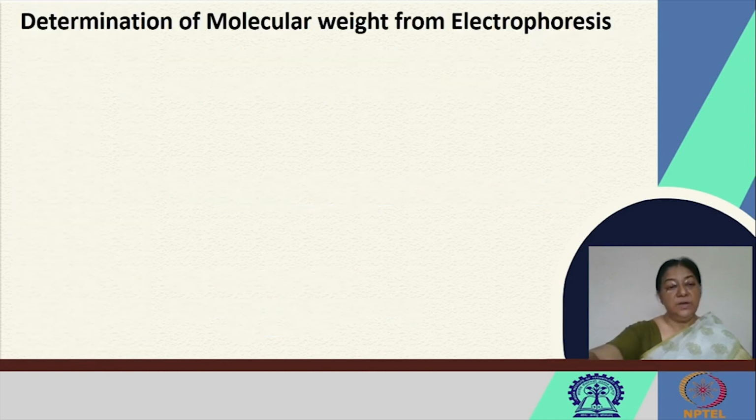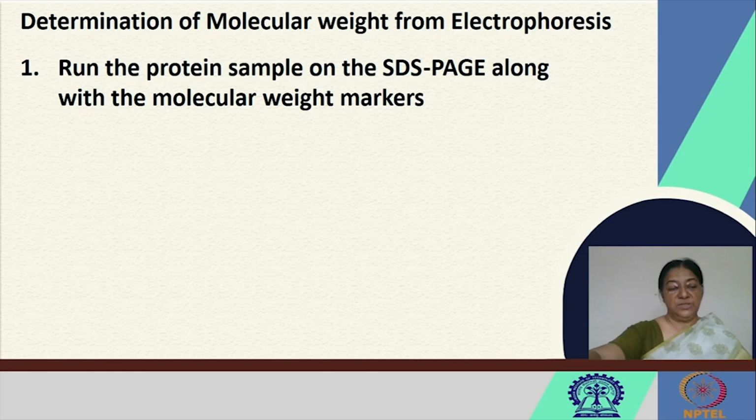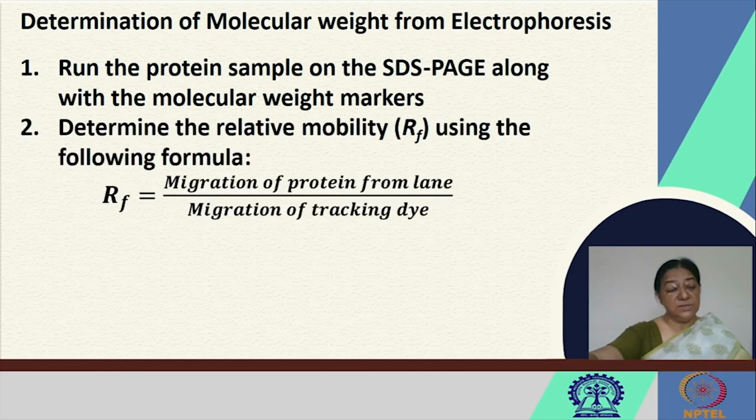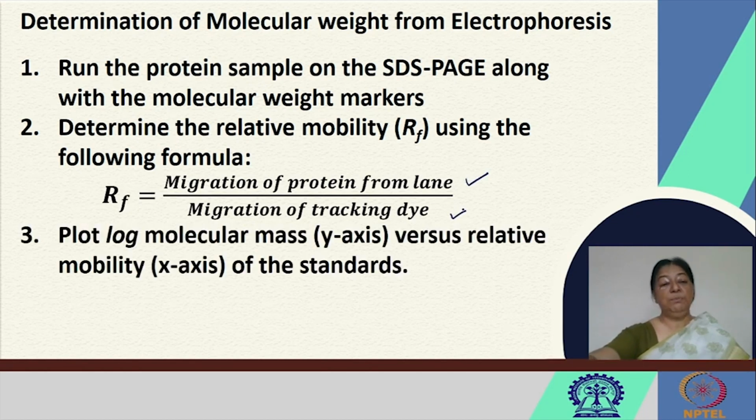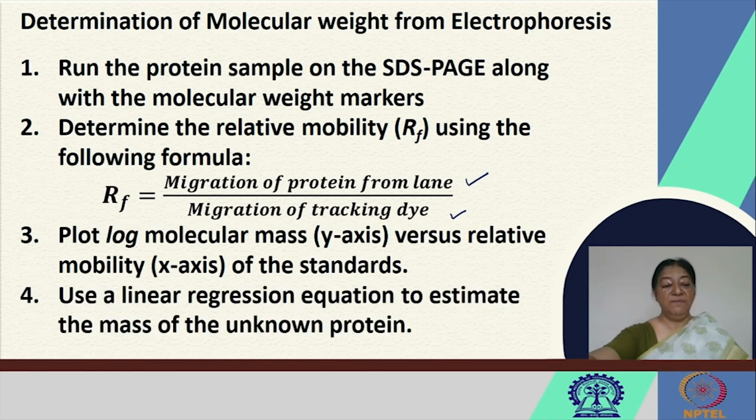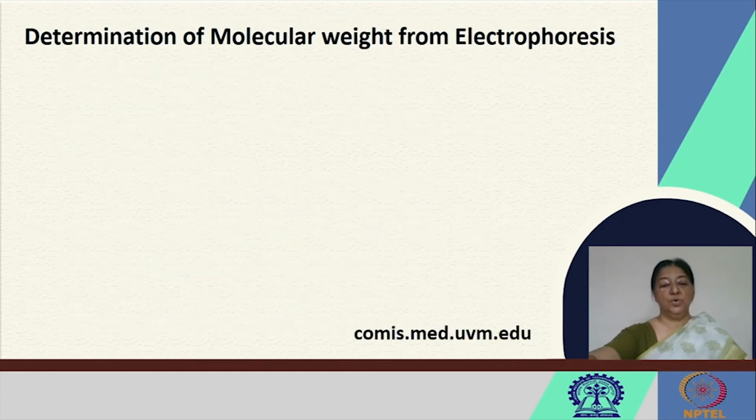Now, how do we determine the molecular weight from the electrophoresis? We run the protein sample on the SDS PAGE along with standard molecular weight markers. We determine the relative mobility using the following formula, where we have the migration of the protein from the lane and the migration of the tracking dye. Following that, we plot the log of the molecular mass versus the relative mobility of the standard samples that we have. We have a linear regression equation that determines the mass of the unknown protein.